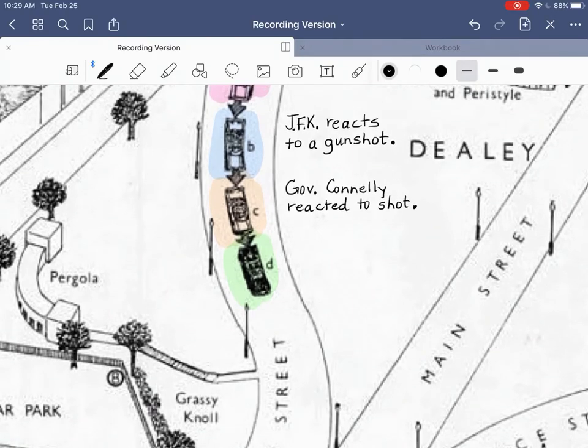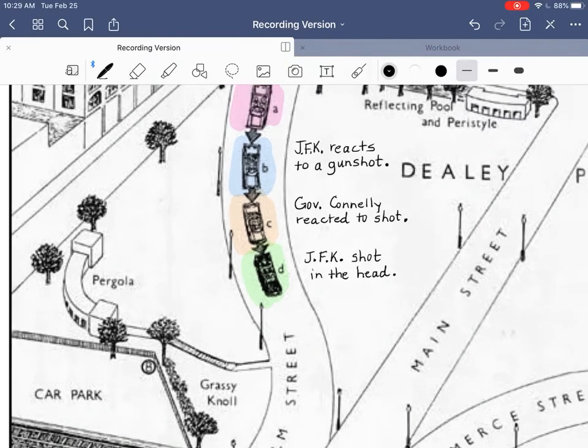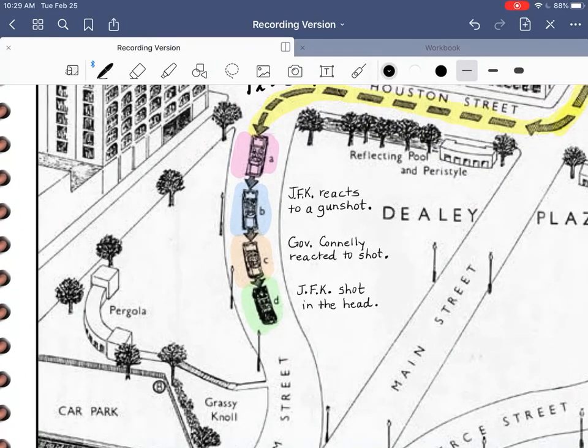At point D, the president, John F. Kennedy, was shot in the head. So there was a second shot, and people argue about this all the time, whether there was one shot or two, where the shots were coming from. But this is where the president actually slumps over. This is where he died, essentially.